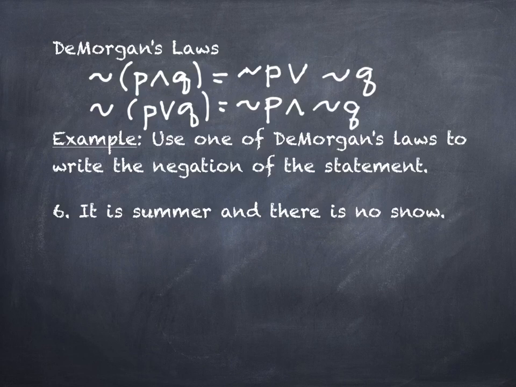Now, with language, it's even easier, okay? You just change every piece of it one at a time. So there's three pieces here. There's two statements. One statement says, it is summer. One statement says, there is no snow. And then we've got the conjunction and in the middle, okay? So what is the negation of it is summer? It is not summer. Don't tell me it's winter, right? That's not the negation because we've got other seasons. So we would say it is not summer.